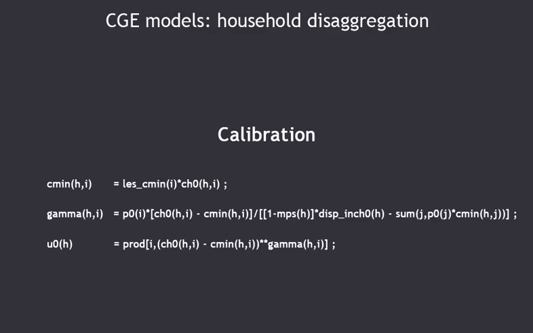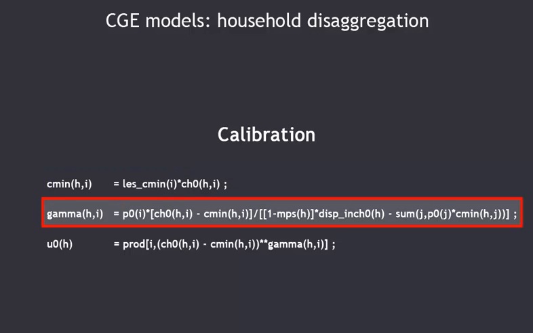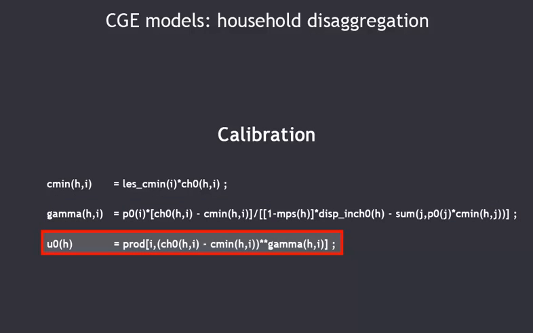To calibrate the LES function, the minimum consumption parameter is calibrated using the parameters entitled LES_Cmin defined over I. Then, as we know the consumer prices, the final consumption of each good by each category of household, the minimum consumption parameters, the propensity to save of each household, and the disposable income of each household, we can calibrate the parameters called gamma. And finally, with this information, we can calibrate the utility of household of type H.